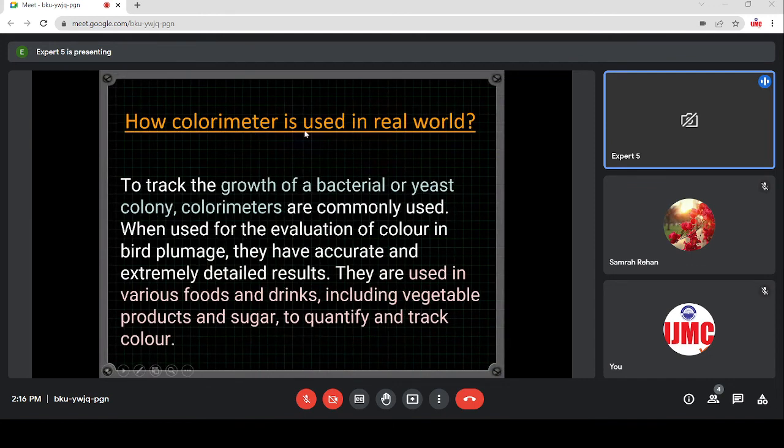How is colorimeter useful in the real world? To track the growth of bacterial or yeast colonies, colorimeters are commonly used. When used for the evaluation of color in bird plumage, they give accurate and extremely detailed results. They are used in various food and drinks, including vegetable products and sugar, to quantify and track colors in the solution.